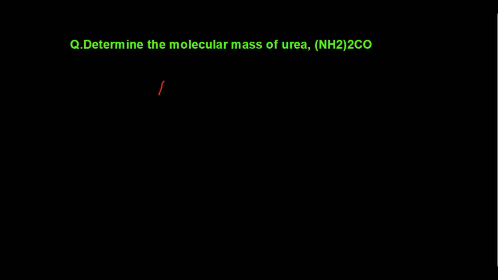In the next question, we are asked to determine the molecular mass of urea. We will write the molecular formula for urea, which is NH2CO. This is a molecular formula for urea. Now we will calculate the molecular mass.